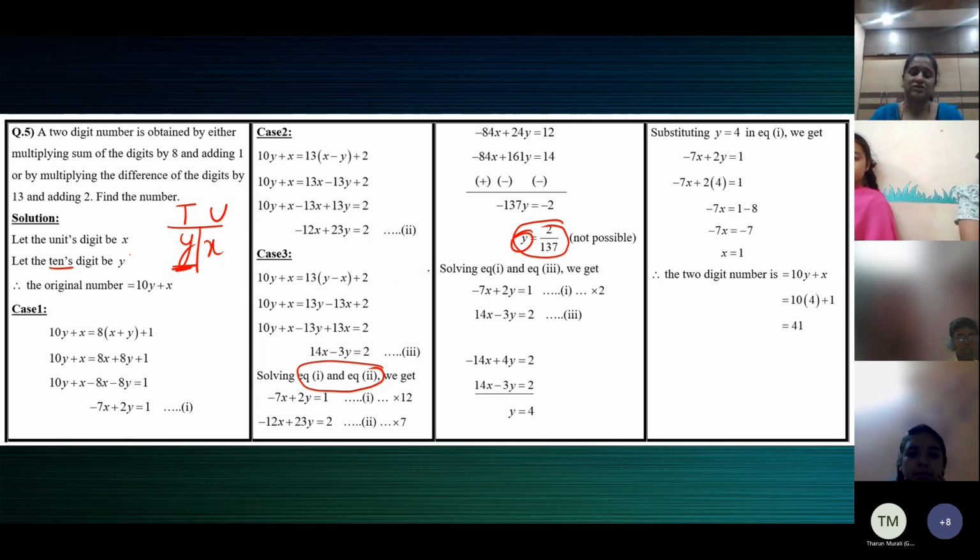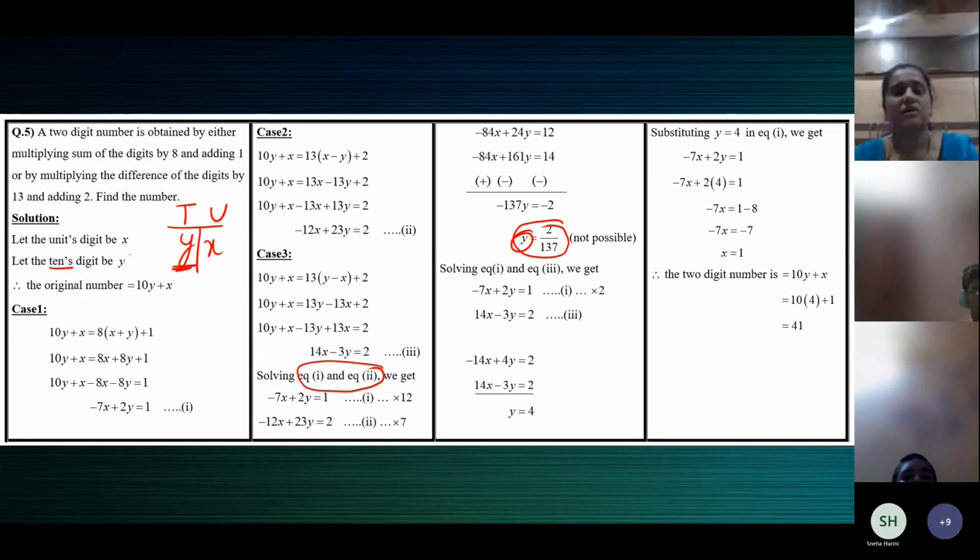A digit cannot be negative. The number can be negative, but the digit cannot be negative. So when you get the value of a digit as negative or as a fraction, they are not admissible. You cannot accept those values.